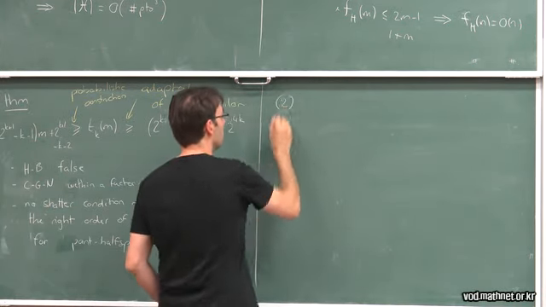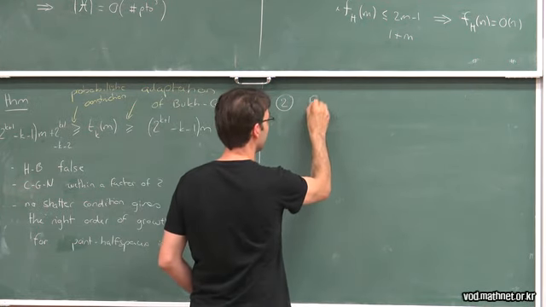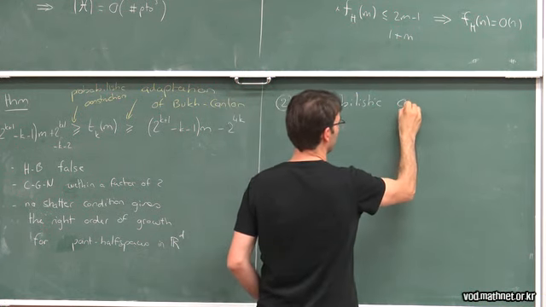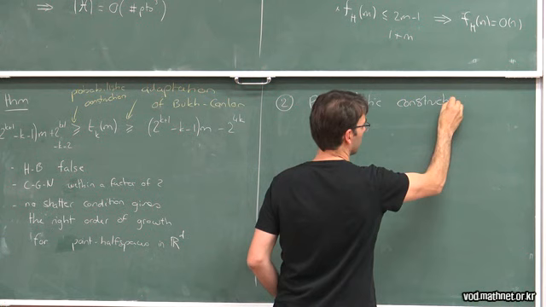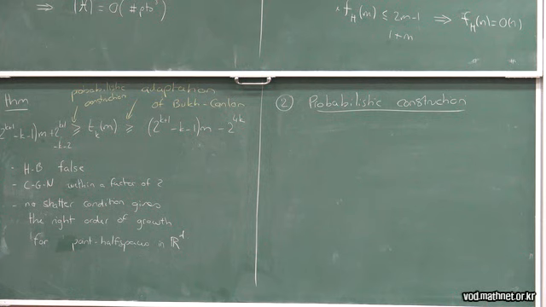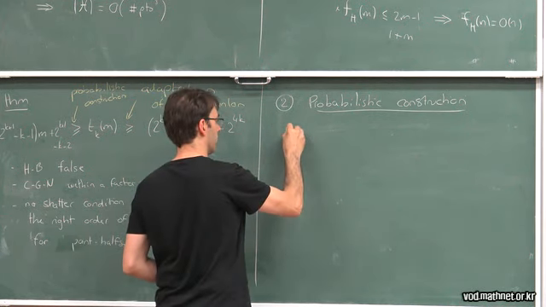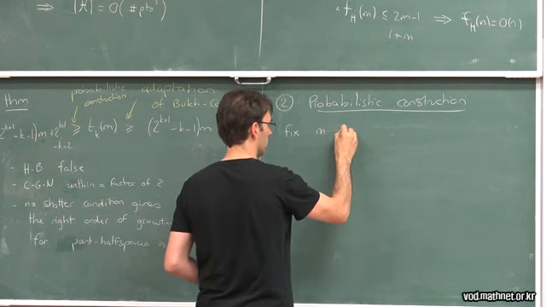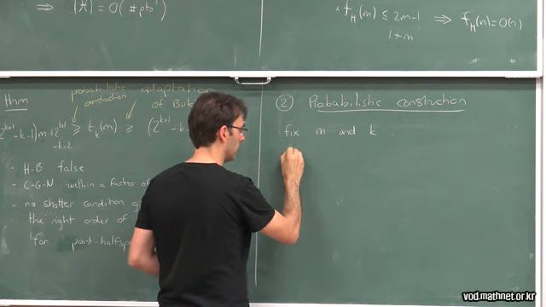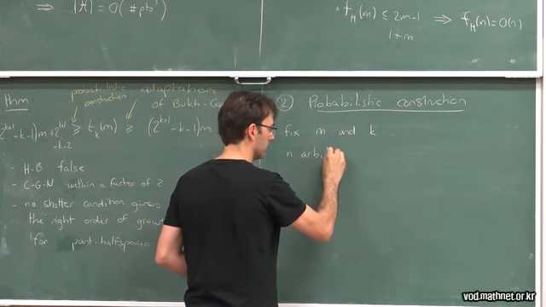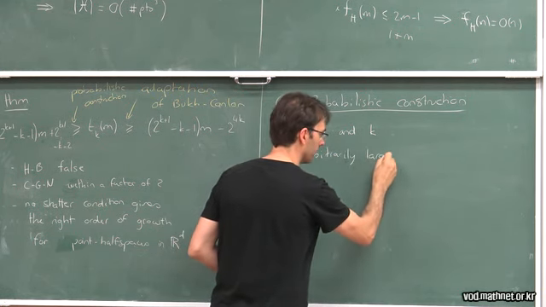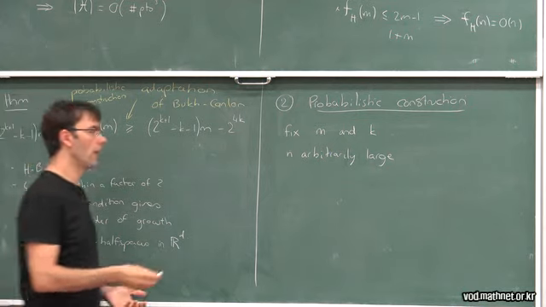I guess since I didn't continue to number, this is 2. Probabilistic. So I want to fix m and k. I want to take n arbitrarily large, really large. And I want to build a hypergraph.